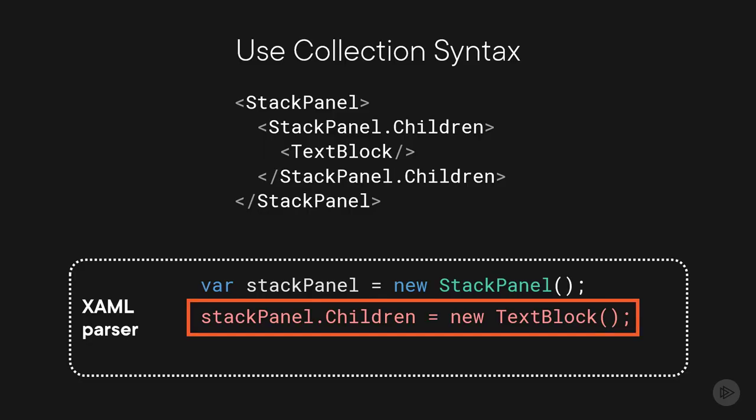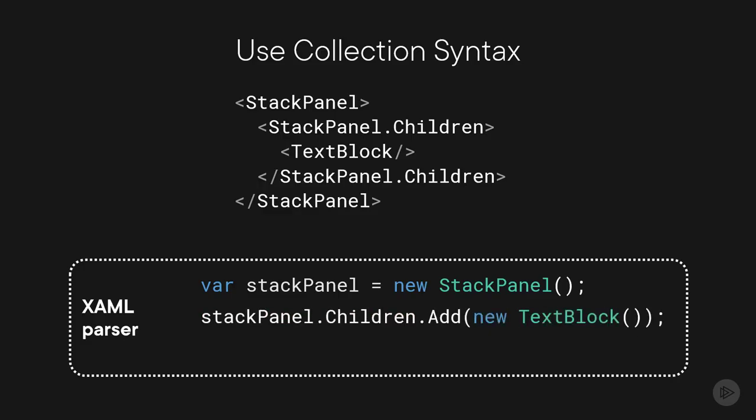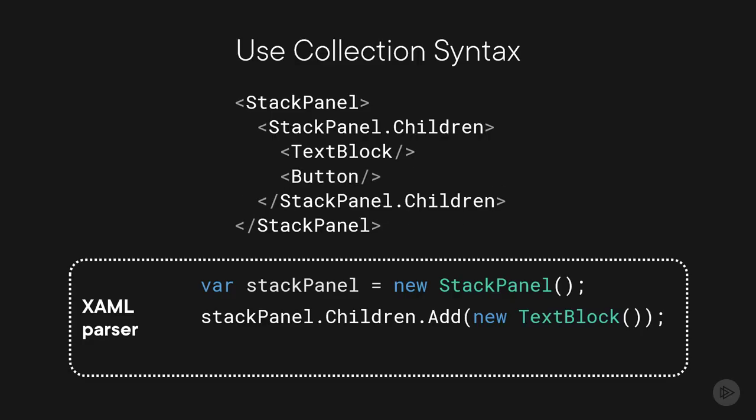So, instead of this, the XAML parser detects that the children property of the stack panel is a collection, and so it calls the add method on that collection to add a new text block instance. If you add, for example, an additional button element in XAML, the XAML parser also adds that button instance to the stack panel's children property. So, this is the so-called collection syntax. Instead of just assigning a value to a property, the XAML parser calls the add method on the collection to add every element to that collection.